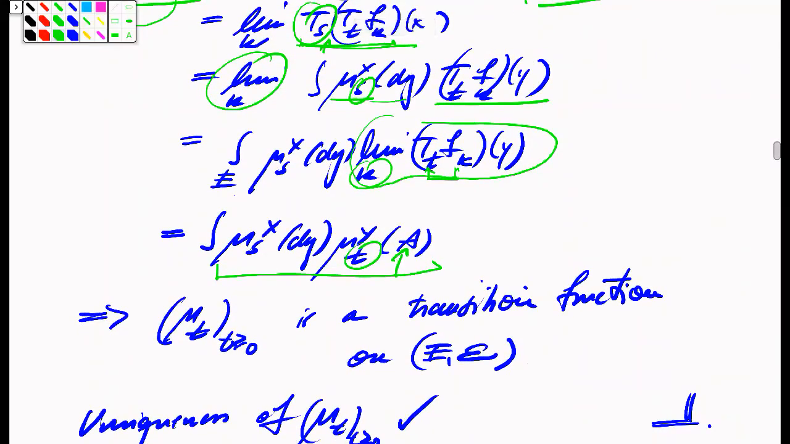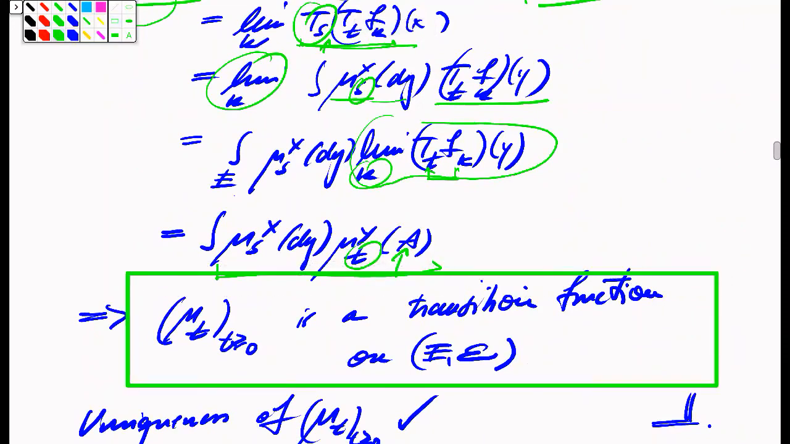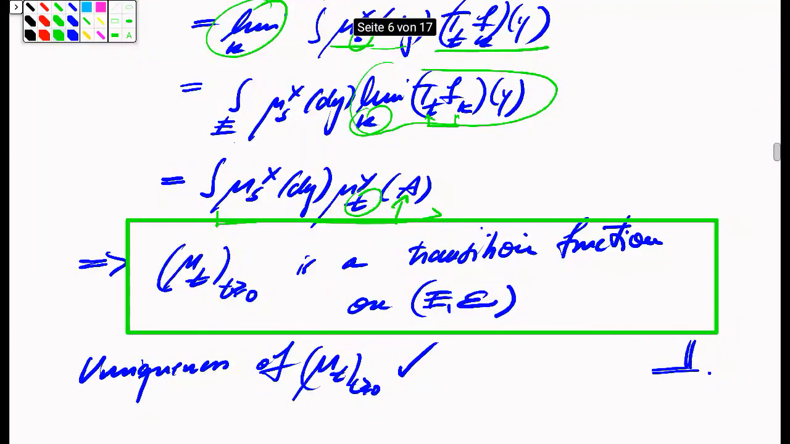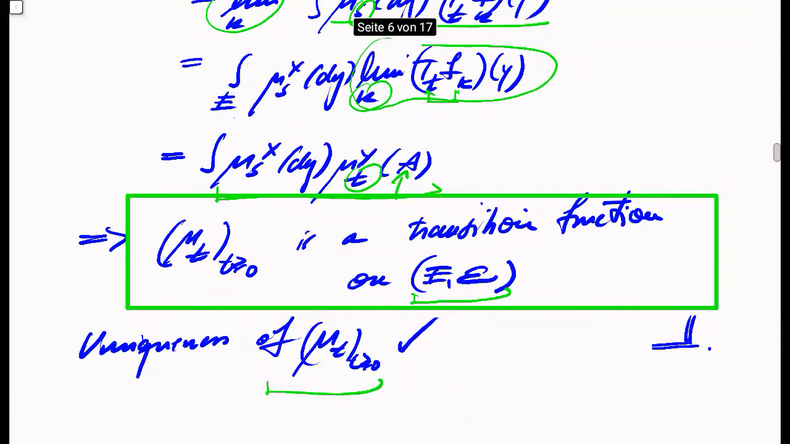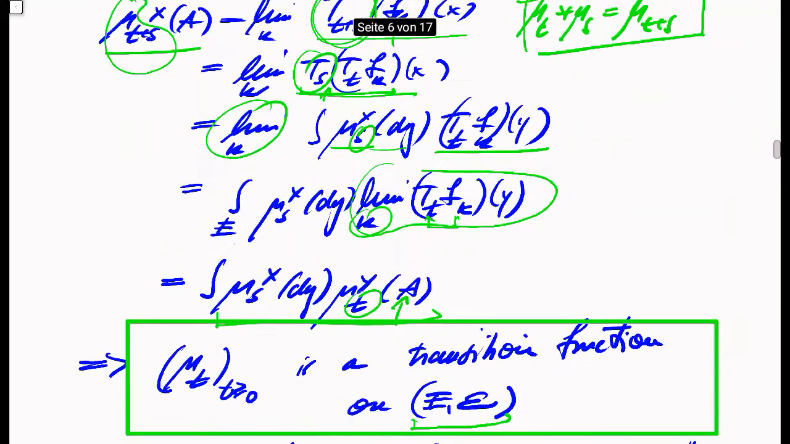And hence I concluded that this family of Markov kernels is a transition function on this set E together with its sigma field curly E. The uniqueness of this family of kernels is also a direct consequence of the way we represent the operator T by means of this kernel.